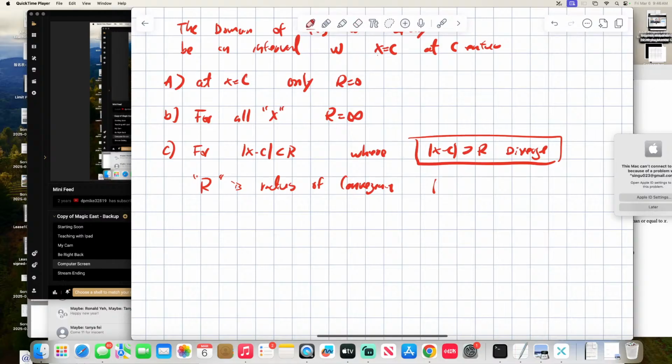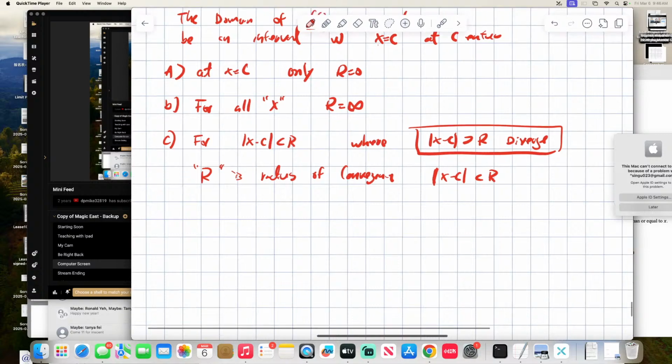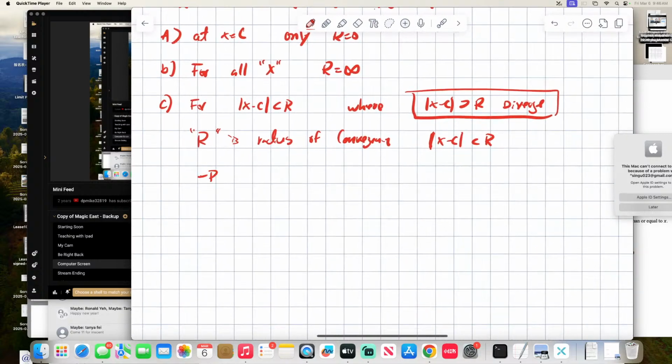X minus c is less than r, where r is the radius. So you can have minus r less than x minus c is less than r. And if you solve for x, you're going to get c minus r less than x less than c plus r. The range is going to be c minus r and c plus r.